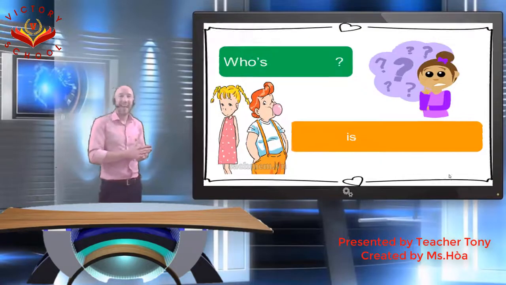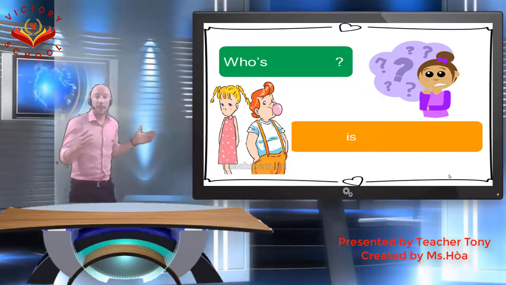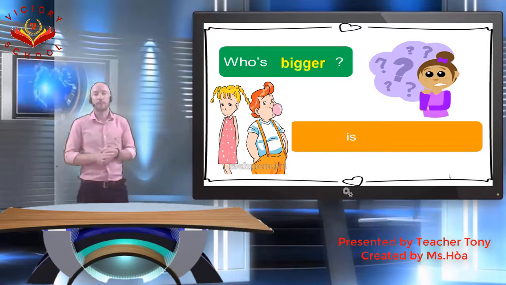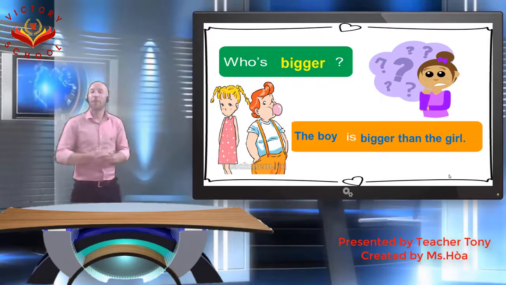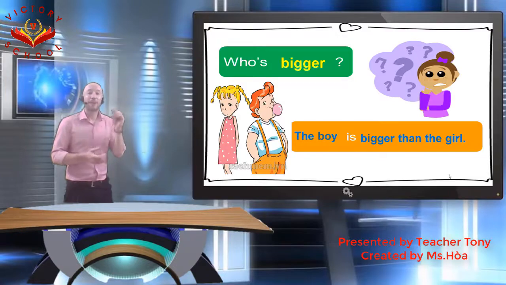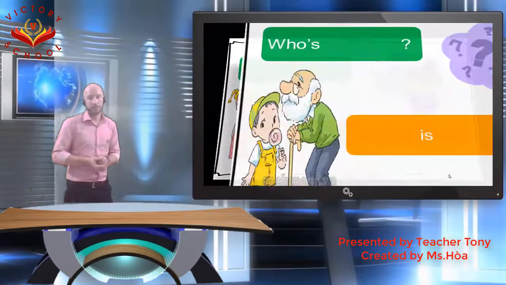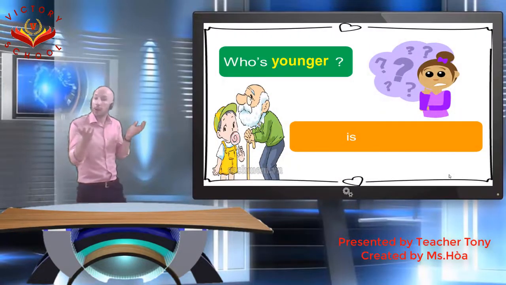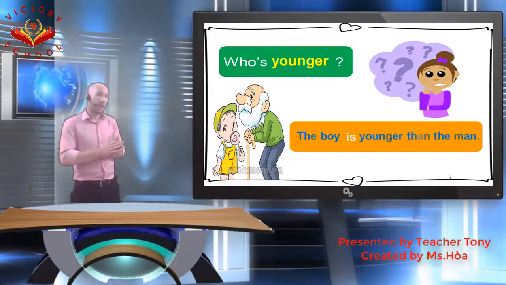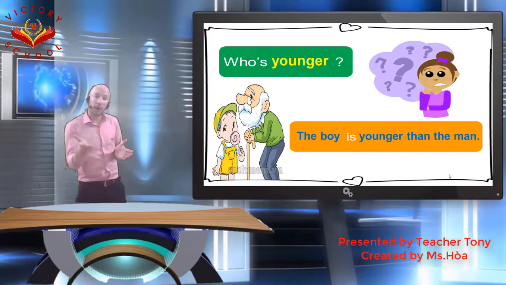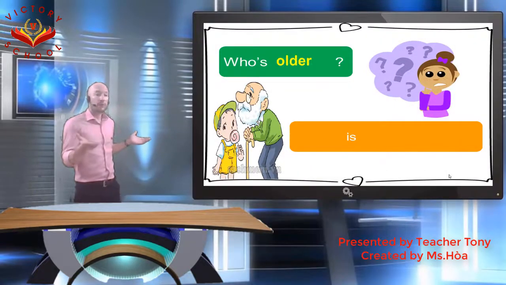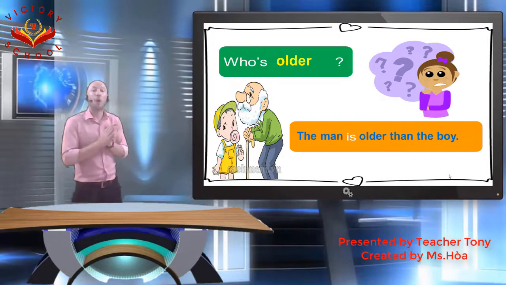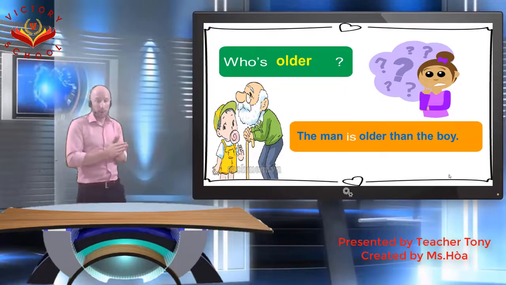Okay? And who's bigger? The boy is bigger than the girl. Okay? Now let's go to C. Who's younger? The boy is younger than the man. Who's older? The man is older than the boy.